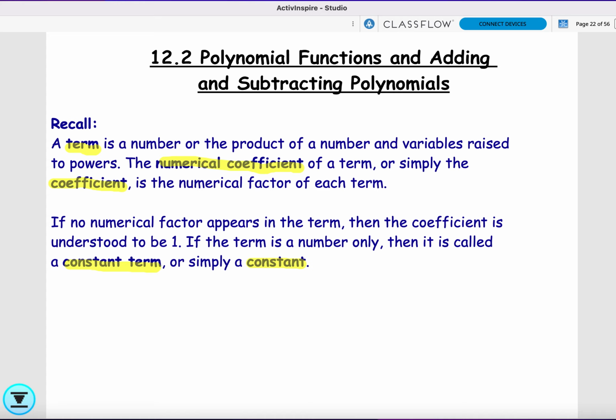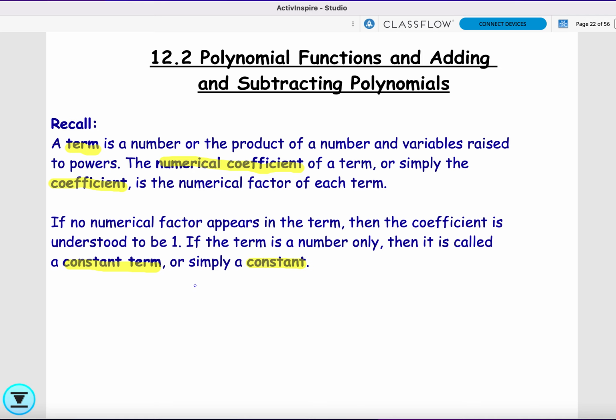Alright guys, let's push through. We have 12.2 polynomial functions and adding and subtracting polynomials. So recall that a term is a number or the product of a number and variables raised to powers. The numerical coefficient of a term, or simply the coefficient, is the numerical factor of each term. If no numerical factor appears in the term, then the coefficient is understood to be 1. Now, if the term is a number only, then it is called the constant term, or simply a constant. So make sure you're keeping track with this terminology, guys.